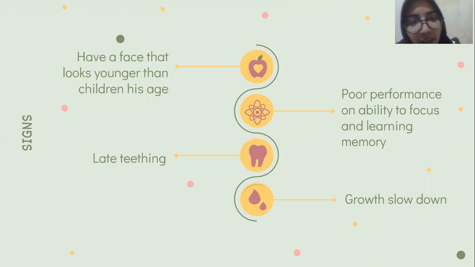What are the signs of stunting? The signs of stunting can be that the child looks younger than his age, late teething, growth slowdown, and other signs like late menarche in females, and at 8 until 10 years old, they are not active, and also their body weight tends to decrease.